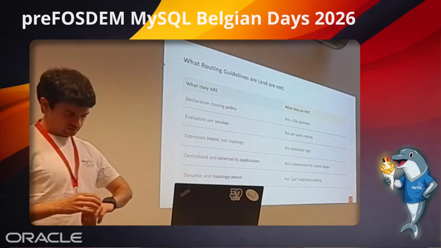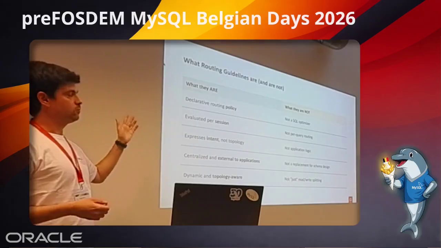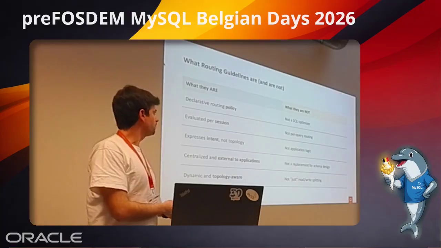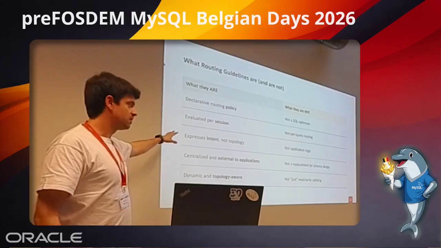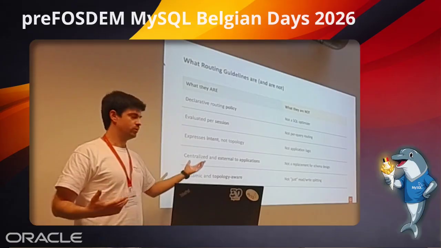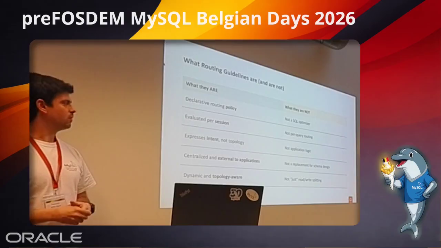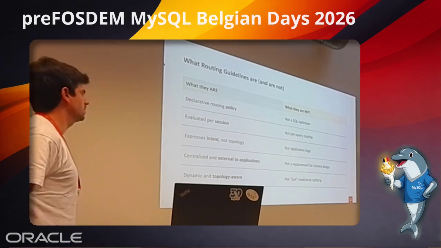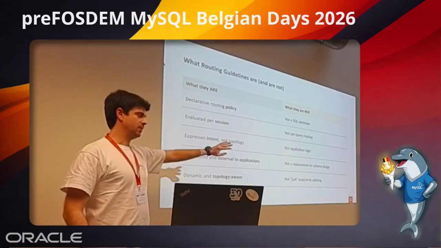Okay, to summarize, 5 minutes? To summarize what routing guidelines are and are not. They are a declarative routing policy, as you saw. They are not an SQL optimizer, for obvious reasons. They are evaluated per session, okay, not per query. We thought about adding per query. I think we talked about it last year, Alex, right? About the per query routing. It's on the possible roadmap. I cannot promise anything.